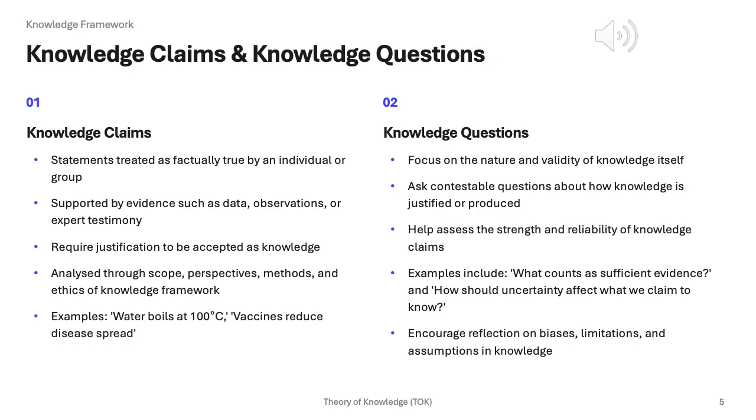In the theory of knowledge, we frequently distinguish between knowledge claims and knowledge questions. A knowledge claim is a statement treated as factually true by an individual or a group. These are supported by evidence like data or expert testimony, and they require justification to be accepted. For example, saying, "Water boils at 100 degrees Celsius" is a knowledge claim.